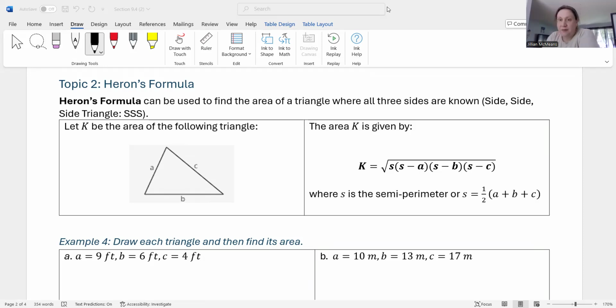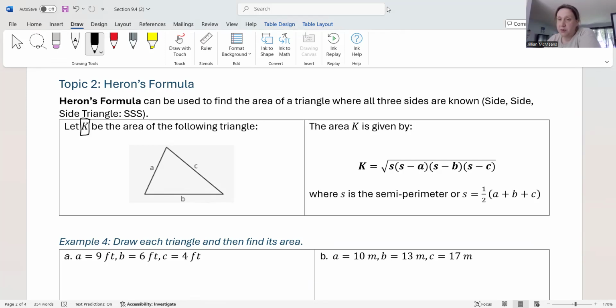As long as you have a triangle where all three sides are known, we can let K represent the area, which will be kind of a breath of fresh air because we don't have to write out "area" every time so as not to confuse it with angles. We're going to let K be the area of the following triangles. So we have just the labeled sides A, B, and C. And then we can see that K is given by the following formula.